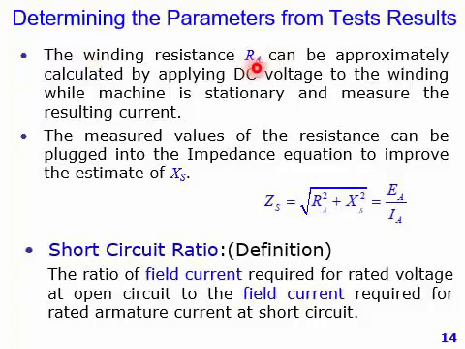Resistance R of A, which is a very small value, can be approximately calculated by applying a DC voltage to the winding while the machine is stationary and measuring the resulting current. The measured value of the resistance can be plugged into the impedance equation to improve the estimate of X of S. If we put these values of R of A into this, the value obtained for X of S would be more accurate.